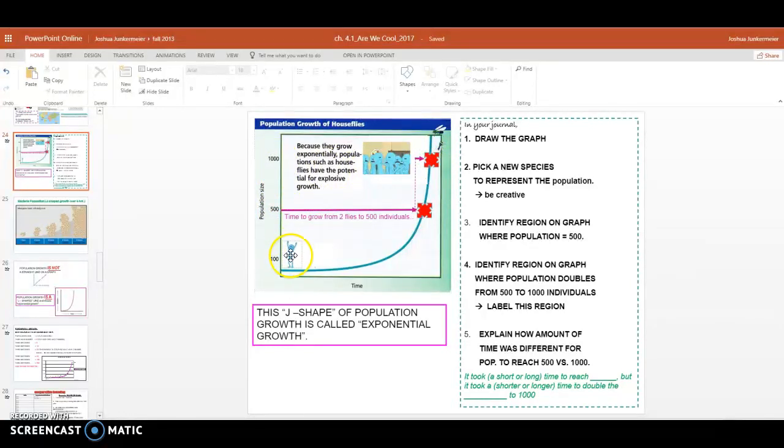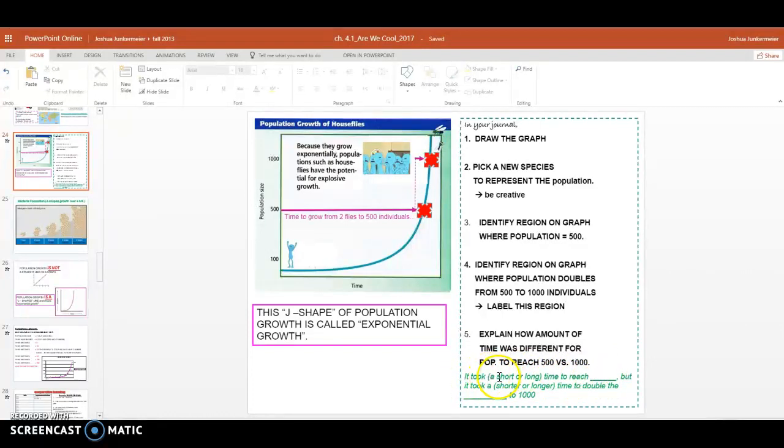Originally, to go from 1 to 500, it took this long. But to double, or go twice as much, it only took this amount to go from 500 to 1,000. That's called exponential, because the population is growing faster than it used to. This long to do 500, this long to double it, to go to 1,000. It's growing quicker.